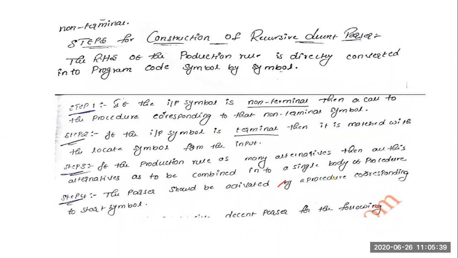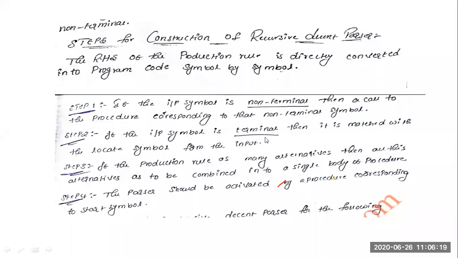Construction steps for the recursive descent parser. Step one: if the input symbol is a non-terminal, then make a call to the procedure corresponding to that non-terminal symbol. Already we told that in the recursive descent parser, for every non-terminal, a separate procedure will be written. So while scanning the input symbol, whenever a non-terminal is scanned, it will make a call to the procedure corresponding to the non-terminal.